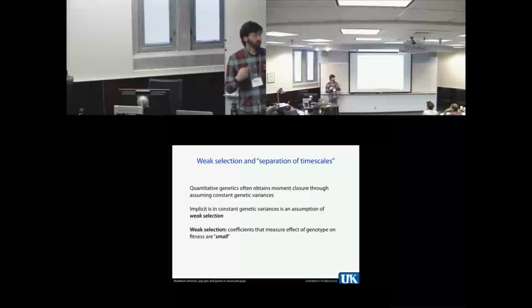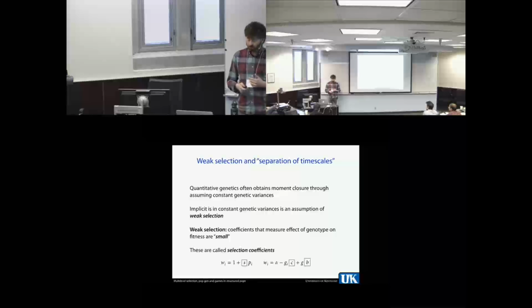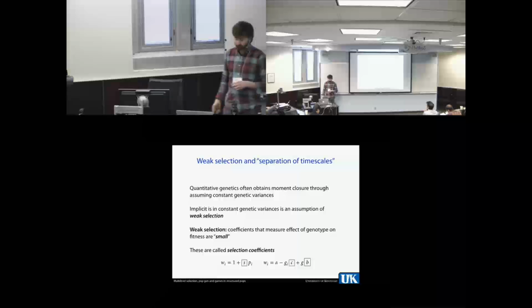The way that we're going to measure the weakness of selection is through looking at coefficients that measure the effect of genotype on fitness, and we're going to assume those coefficients are small. For example, the selection coefficient that we'll use to measure the smallness of selection for that one locus model we had was this S. This was the selection coefficient. When we looked at Hamilton's rule, those C's and B's could be considered selection coefficients as well. These are the things that are going to be assumed to be small.